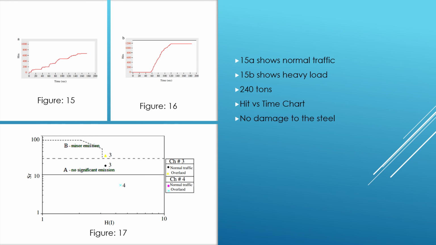Figures 15 and 16 show the comparison of normal traffic to overloaded trucks. The overload consisted of 2 trucks with trailers that weighed roughly 240 tons. This is a hit versus time chart, and as we can see, the normal traffic load is much lower than the overload. It was determined, however, that even though the overload was high, there was no damage to the bridge. This gives the bridge a good comparison to future events or future studies to see what a normal operation would look like.